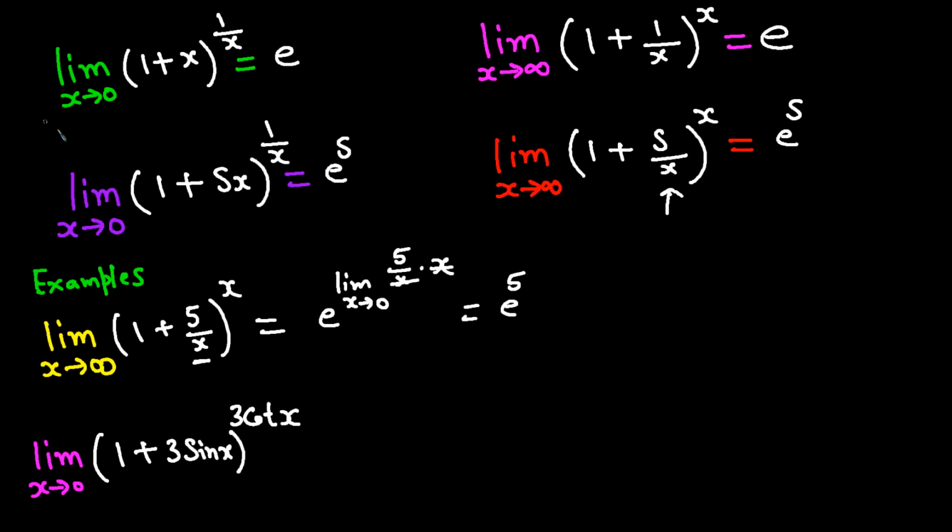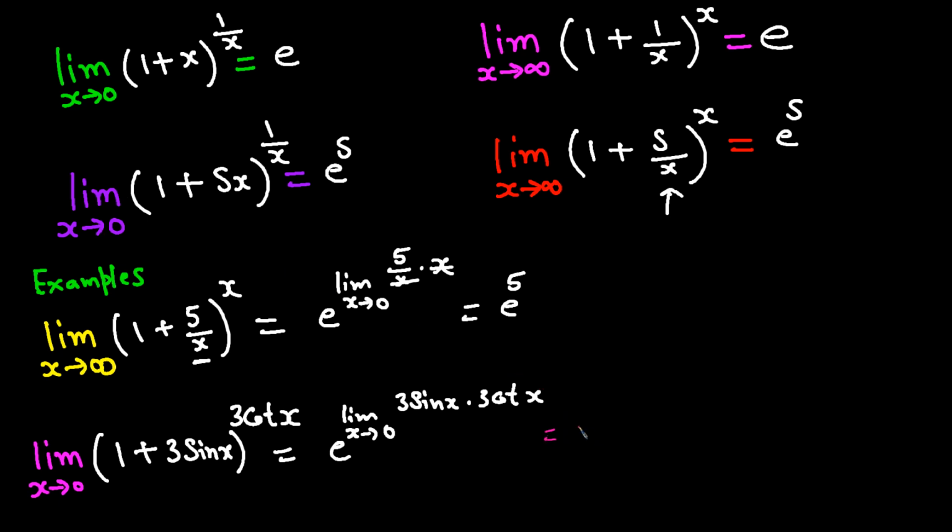Okay, good. Let's go over the next one. So again, this is going to be e raised to the power limit x approaches 0, where f(x) is 3 sine x times 1 over g(x). So 1 over g(x) in our case is 3 cotangent x. Okay, and now we need to solve this limit over the exponent. So let's do that.